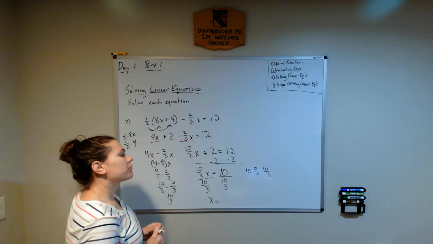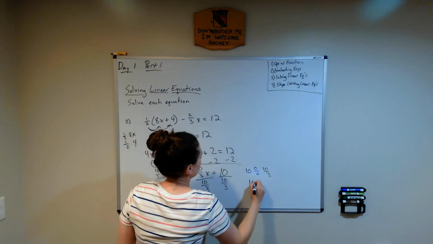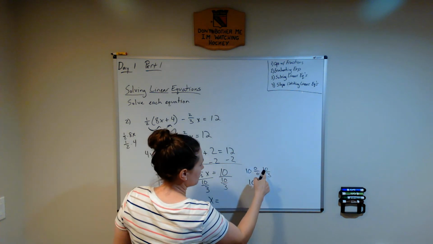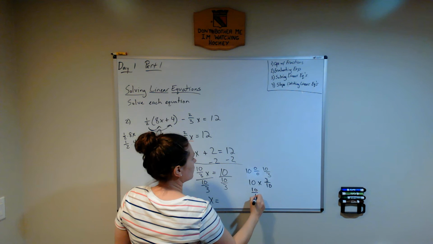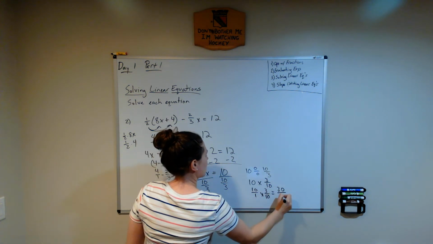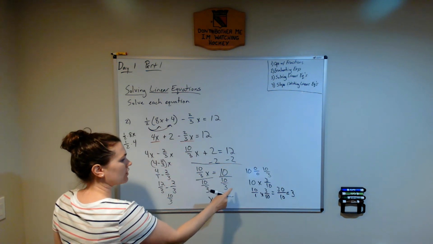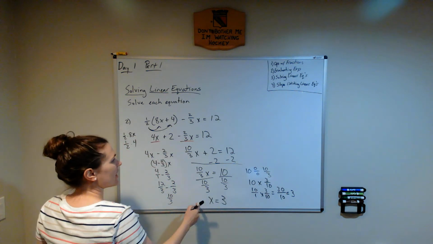Okay, you have a fraction within a fraction. So you can always simplify it down because this is the same as 10 times the reciprocal of 10/3, which is 3/10. So this is 10 over 1 times 3/10. That's going to be 30 over 10, which simplifies to 3. So 10 divided by 10/3 simplifies to 3. So we get x equals 3.